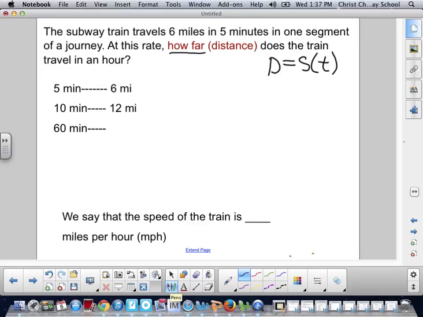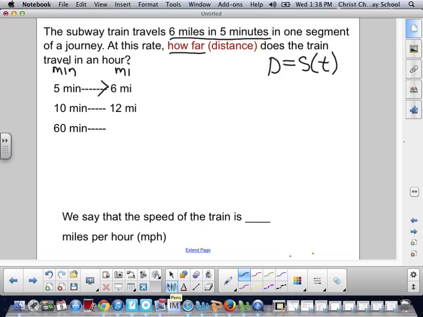Well, here I have an arrow diagram, and I set it up. On the left side is my minutes, and on the right side is my miles. And in the word problem, it tells us that the train travels 6 miles in 5 minutes. Okay, they give us that information. So 5 minutes will go 6 miles.